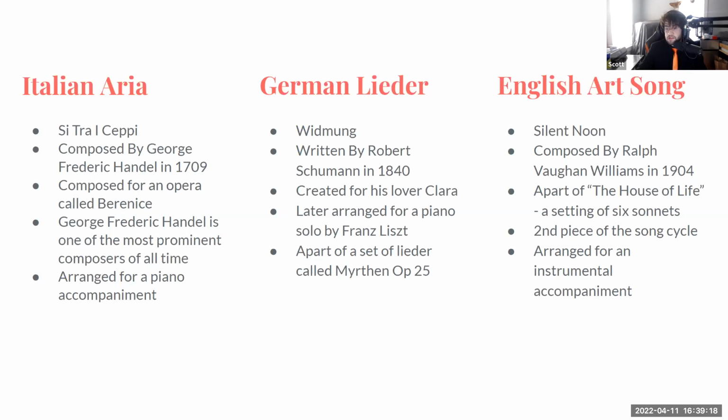And the last one is an English art song called Silent Noon. It was composed by Ralph Vaughan Williams in 1904. It's a part of The House of Life, which is a setting of 6 sonnets. It's the second piece of that song cycle, and it was arranged for an instrumental accompaniment.